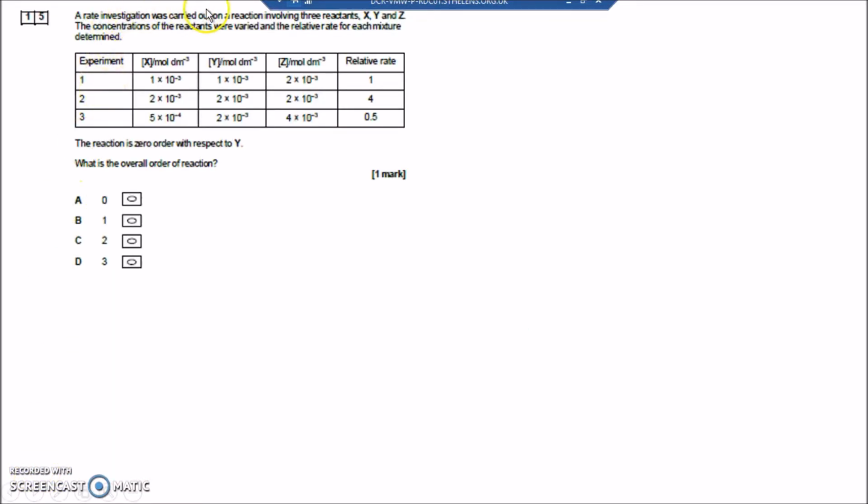So we've got a rate investigation happening here. We've got 3 experiments. We've got 3 different chemicals, X, Y and Z. We've got the concentrations of each, and we've got the relative rate here. The reaction is 0 order with respect to Y, so that means that it's not affecting the rate at all. So if you double the concentration of it, let's say, then it doesn't actually affect the rate at all, because it's to the power 0 in the rate equation, so it's always equal to 1. So we can effectively ignore it.